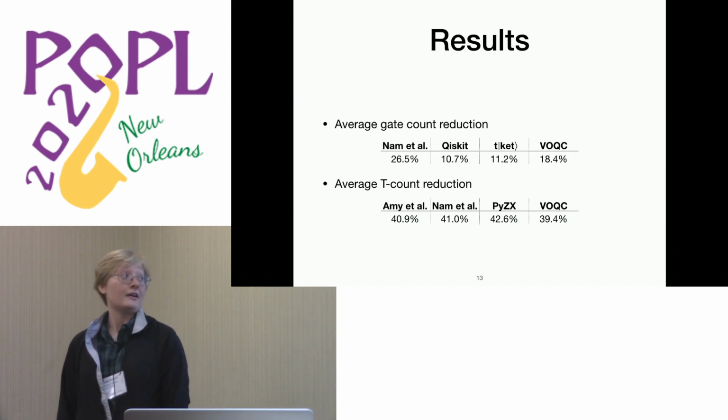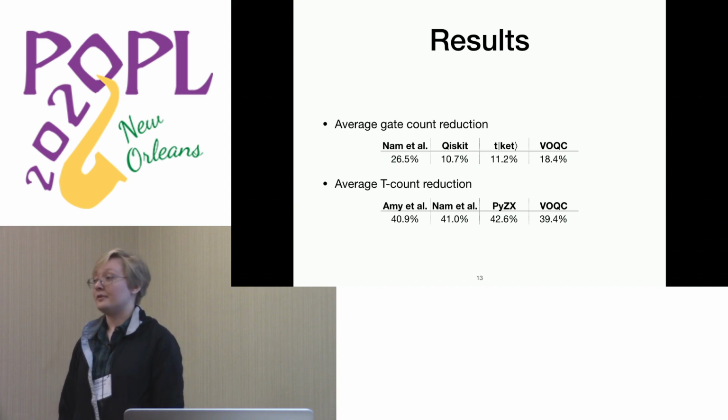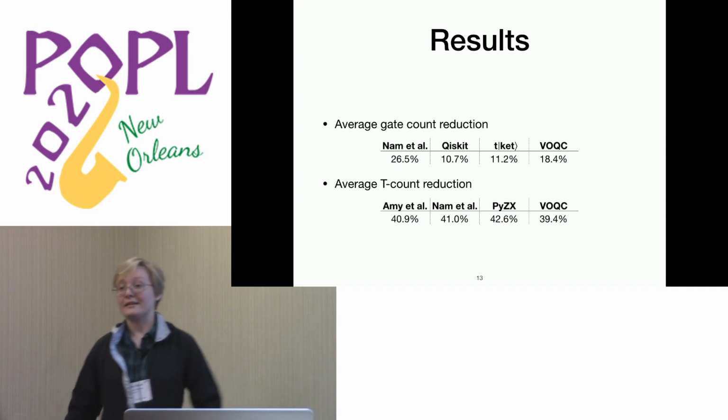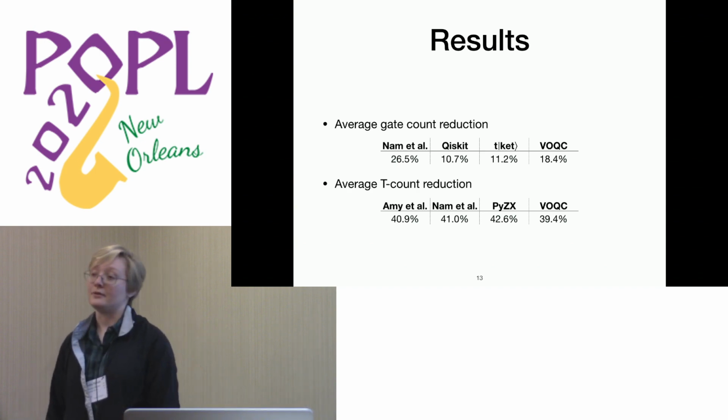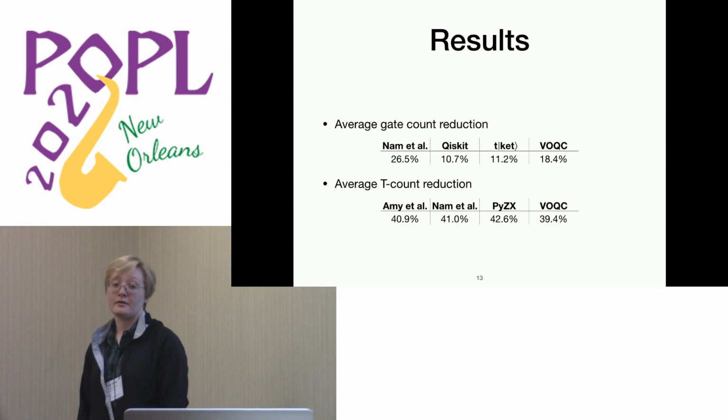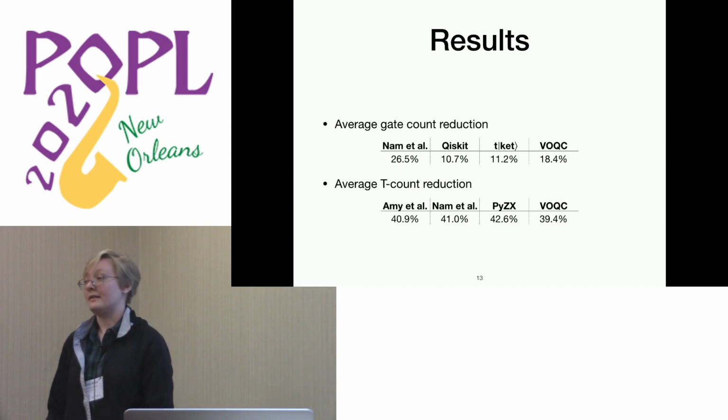So as you can see, VOQC is not quite on par with Nam et al. yet, because we haven't implemented everything they've done. But it's at least good enough to significantly outperform the unitary optimizations available in TCAT and Qiskit currently. We've implemented enough of Nam et al. that our T-count reduction is basically on par with Nam et al. and other state-of-the-art solutions.